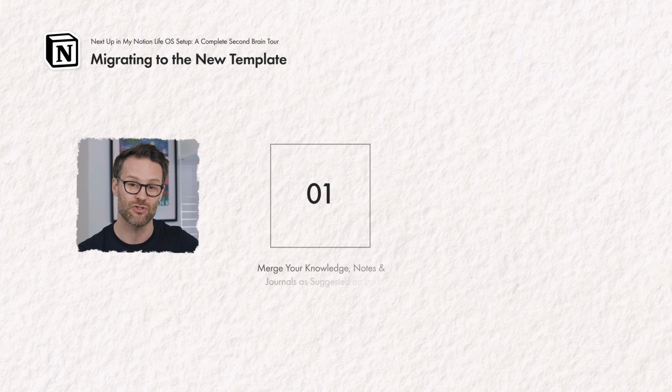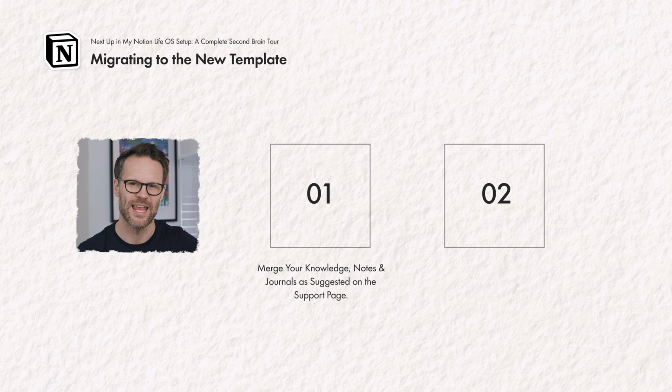Finally, moving across from the old template. Due to the extensive improvements, new Notion features and additional databases added, this is a little bit more complicated this year. I've put together a support page to suggest the best approach, but my advice would be to follow my instructions to merge your knowledge, notes, and journal database content into the new template, and then manually start clean with all the other sections for things like tasks, goals, projects, the daily tracker, because they've had a serious revamp using these new features like subtasks and sub-items, so it will be much better to start clean in those areas. I really think it's worth it.